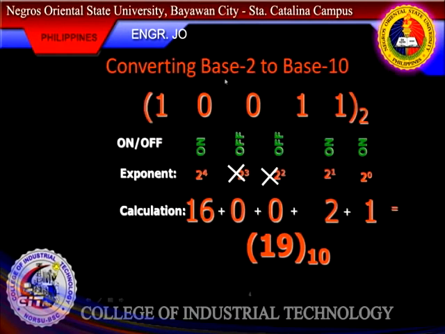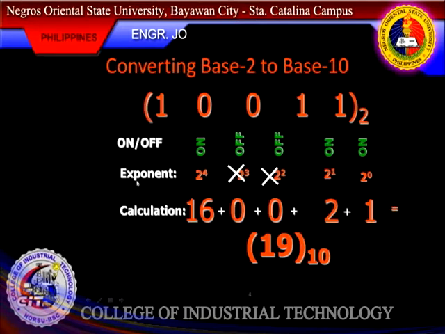Now, examples of converting base 2 to base 10, which will be discussed clearly in the next slides. For example, 10011 in base 2. So 1 stands for on, then 0 for off, 0 for off, 1 for on, 1 for on. So this is in the computer number system, or the binary number system for programming. 1 stands for the on state of the device, and 0 for the off state.